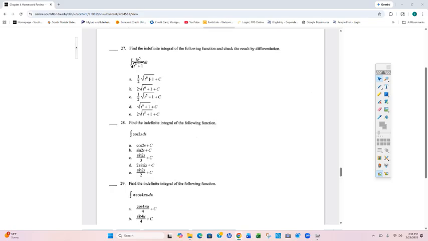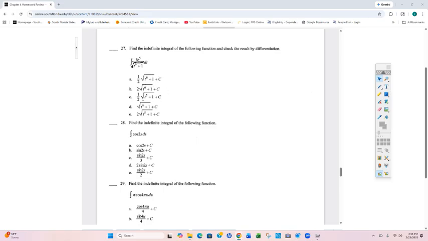A, 1/2 times square root of t to the 6 plus 1, all of that t to the 6 plus 1 under the radical, and then a plus c on the end. B, 2 times, underneath the radical is t to the 6 plus 1, and then a plus c on the end.